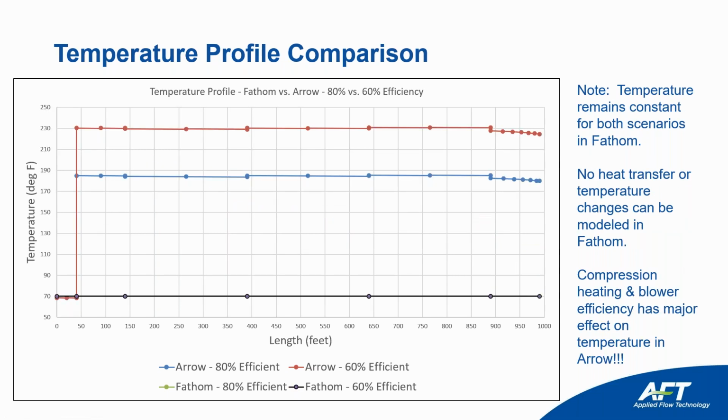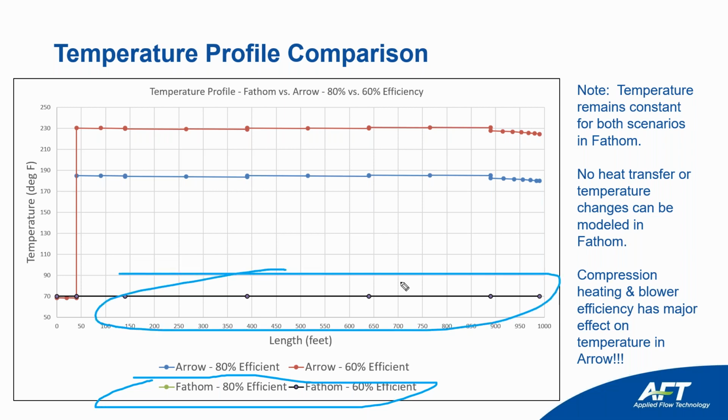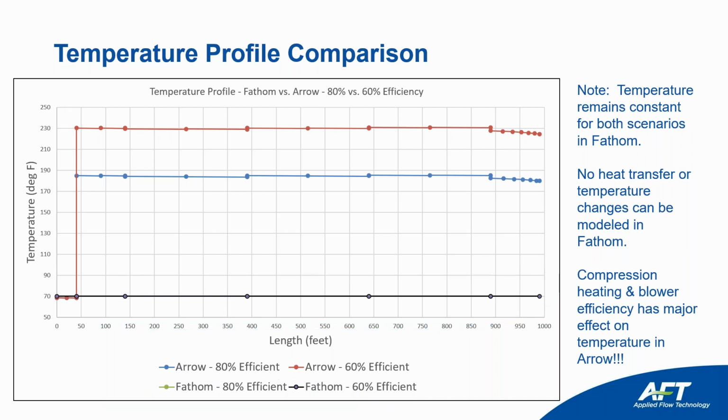Now here are the temperature results for the different flow paths. So again, as you can see in Fathom, the results are right on top of each other. No differences in results for blower efficiency in Fathom. It doesn't touch it. And the temperatures are exactly the same because Fathom does not do heat transfer with gases. Fathom can do heat transfer with liquids, but not with gases.